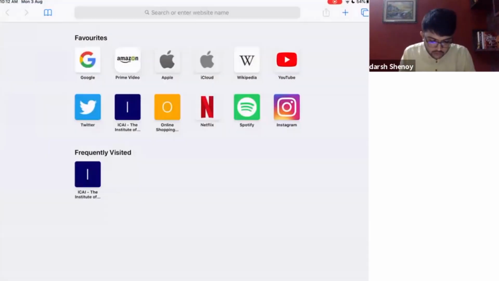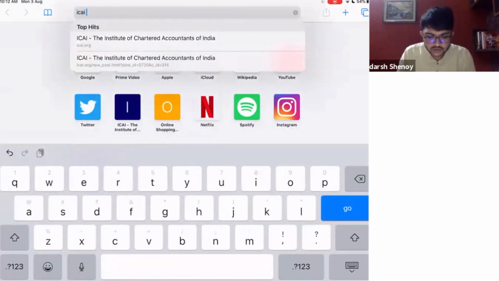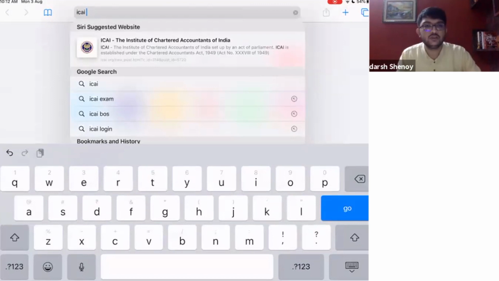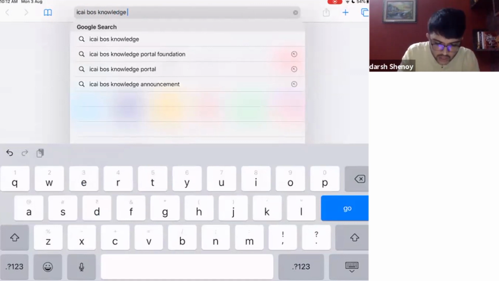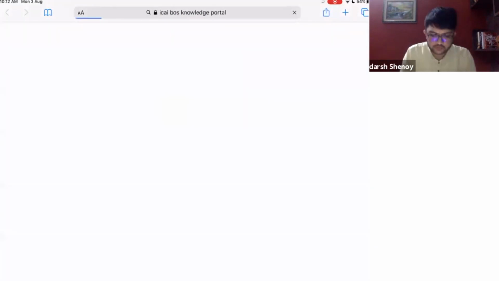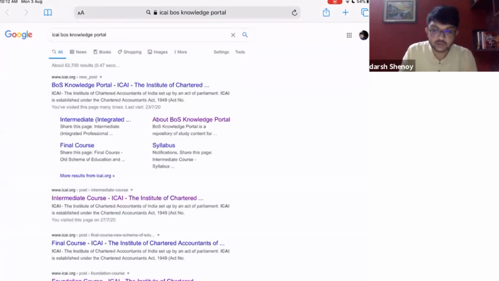I'm going to go to my browser. This is my browser, and this is Google, where I get search results. I can go to the website and select it, but instead I will directly Google this: ICAI BOS Knowledge Portal. This is what I have typed on the search bar.